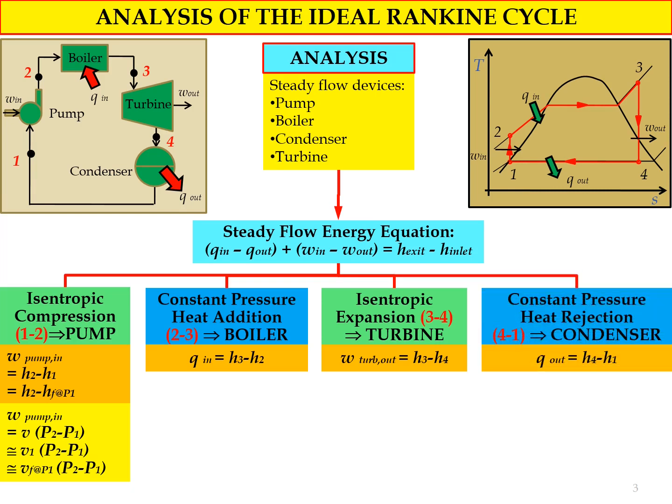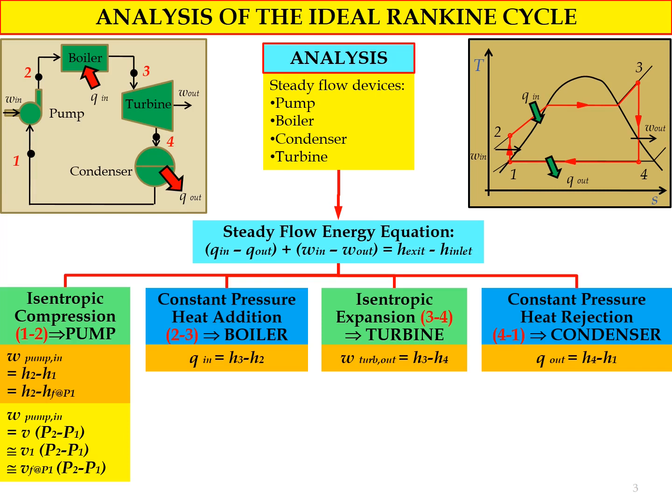Process number 4 involves constant pressure heat rejection, where the process starts from state number 4 to state number 1. The pressure is constant, where P4 equals P1, and the process occurs in the condenser. So the only parameter involved for the condenser is Q out. If we implement the energy balance equation to the condenser, during the heat rejection process we don't have any Q in, so we have Q out, no W in, no W out. So the remaining terms for the equation will be negative Q out equal to H exit, H1, minus H inlet, H4, for the condenser.